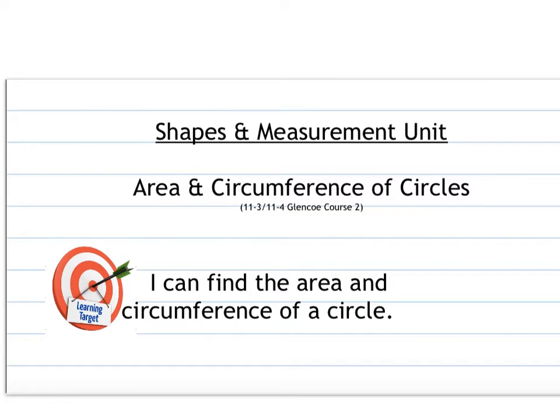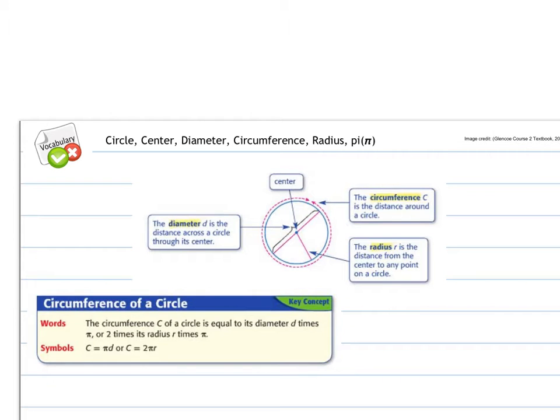Welcome to your video lesson on area and circumference of circles. Your video lesson target is that I can find area and circumference of a circle. So these are some vocabulary words you need to know: circle, center, diameter, circumference, radius, and pi.